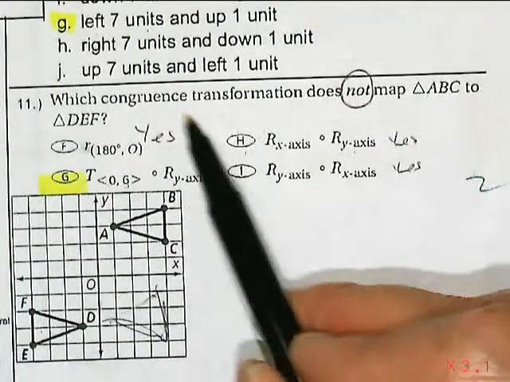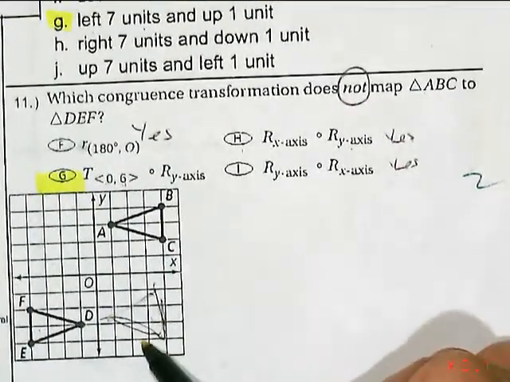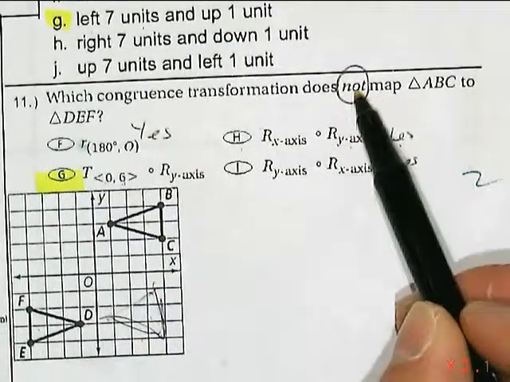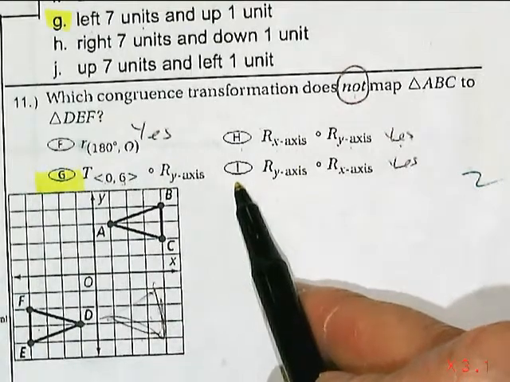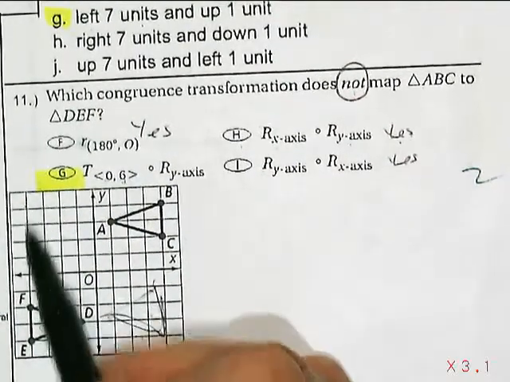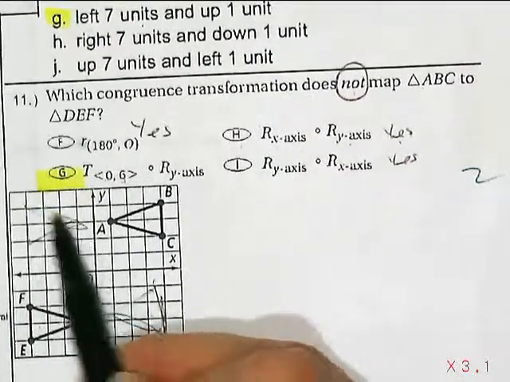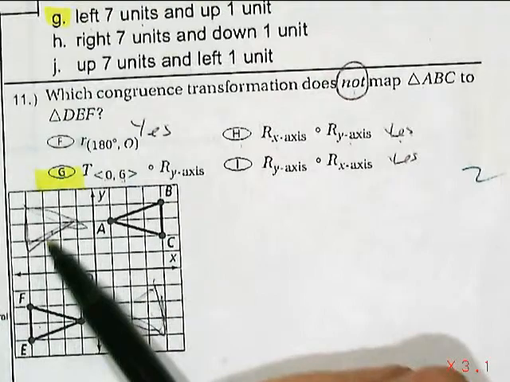So yes, this would transform it, and congruence just means it doesn't change the size, the angles, or the sides. So that one works, but we're looking for the word not, or no, it does not work. Look at letter choice I. Essentially does the same thing, reflected over the y-axis first, so it looks like that. And then reflected over the x-axis, and goes there.